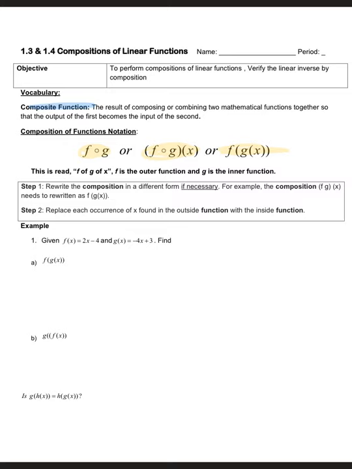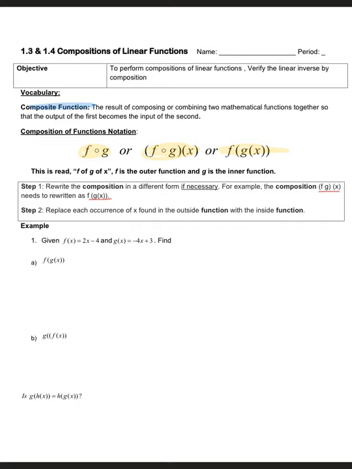So these are the steps to follow. Rewrite the composition in a different form if necessary. For example, f of g of x is the same as that. So you can do that if you need, and then you replace each occurrence of x found in the outside function with the inside function.